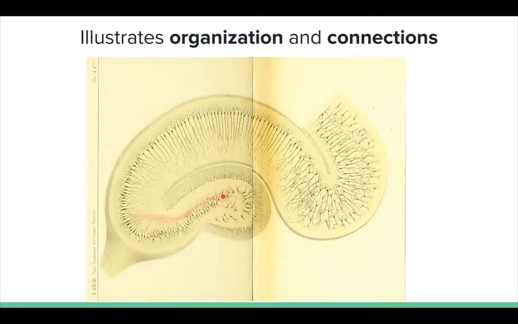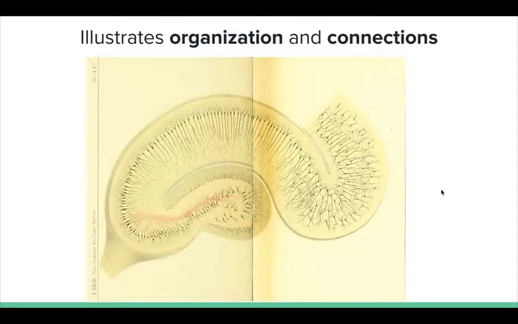So, without being able to see how these cells are shaped and how they're organized, you'd have really no idea about the functional organization of this part of the brain. But now, with the Golgi stain, we have it. All right, that was just my little bit of neuroscience history. Thank you for indulging me.